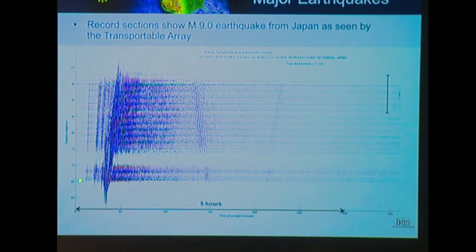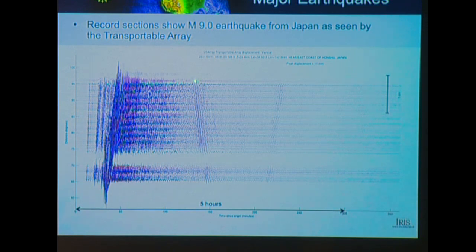The closest station for the US array was about 65 degrees. 65 degrees is about 6,600 kilometers, or on the order of 5,000 miles from the source. We get out to 95 degrees, which is the furthest station away in the North American continent part of US array. So you see the surface waves going out, and then you notice this.